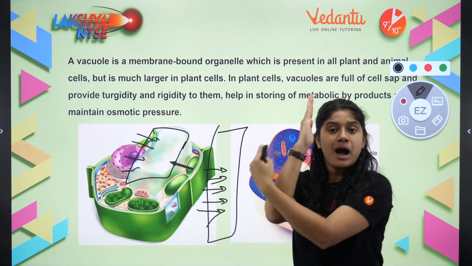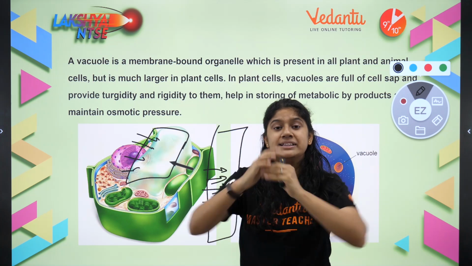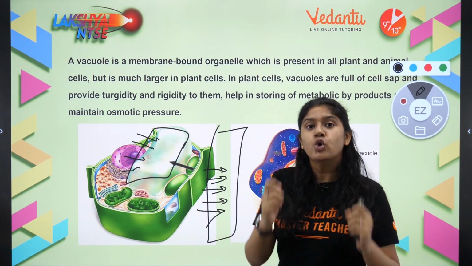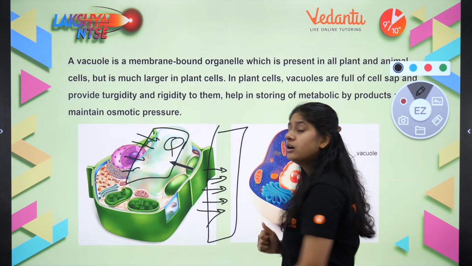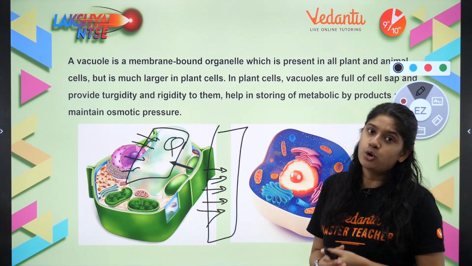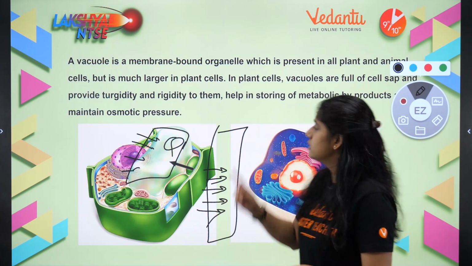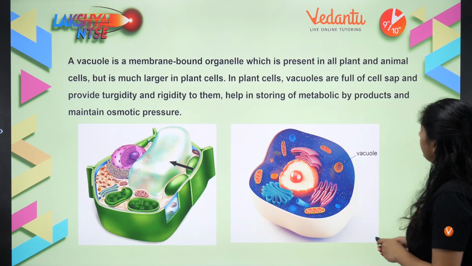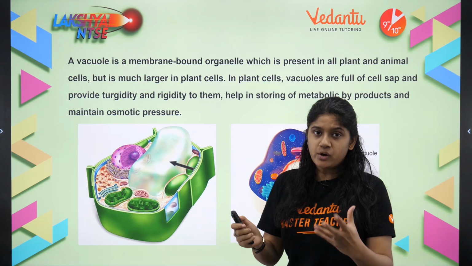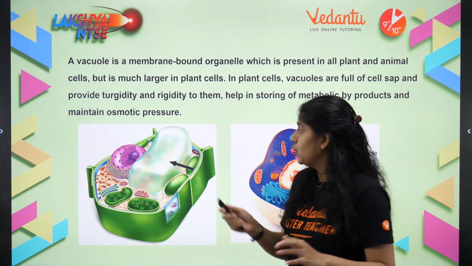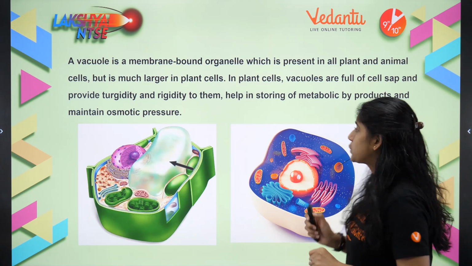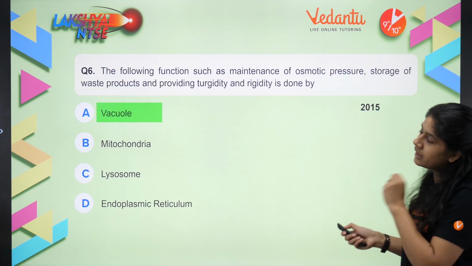When there is pressure from outside and inside, the cell will be very stiff, very rigid and very turgid. In those conditions, vacuoles play a very important role in maintaining the cell wall of the plant cells. So hence, vacuoles are there. It of course will maintain the osmotic pressure. Why? Because the water intake will be maintained with the help of vacuoles only. So the right answer to this question will be vacuole.